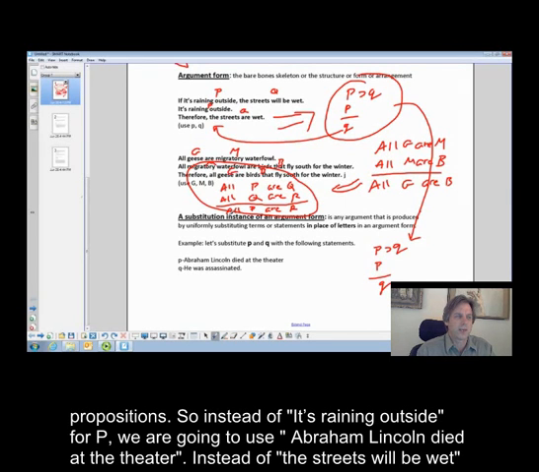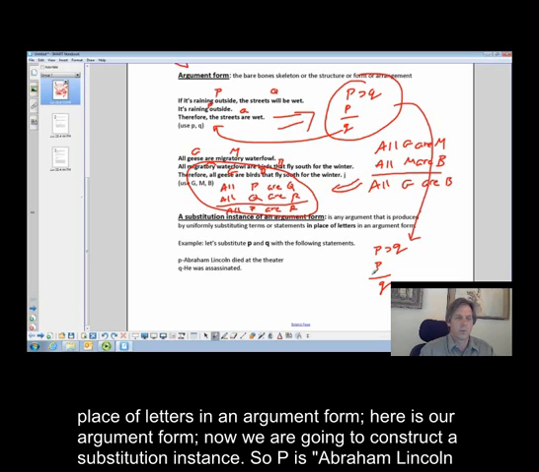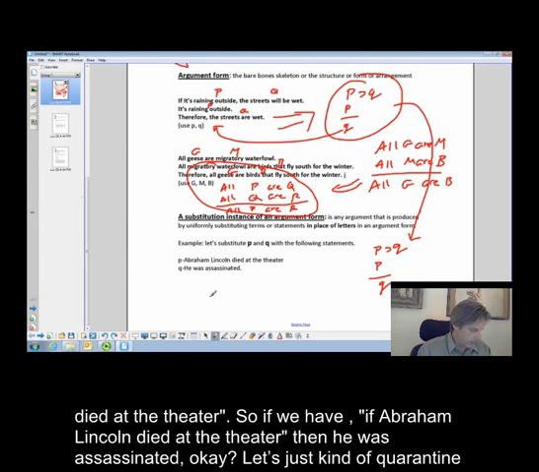So instead of "it's raining outside" for P, we're going to use "Abraham Lincoln died at the theater." Instead of "the streets will be wet," for Q, we're going to use "Abraham Lincoln was assassinated." So when you have an argument that is produced by uniformly substituting terms or statements in place of letters in an argument form, here's our argument form. Now we're going to construct a substitution instance. So P is Abraham Lincoln died at the theater.